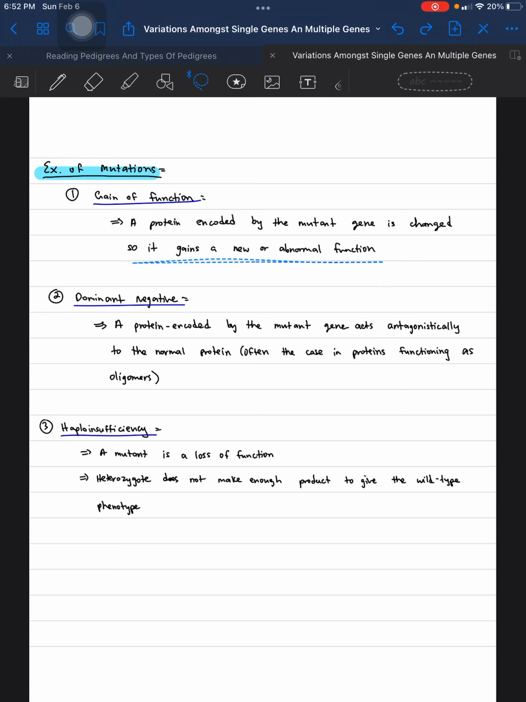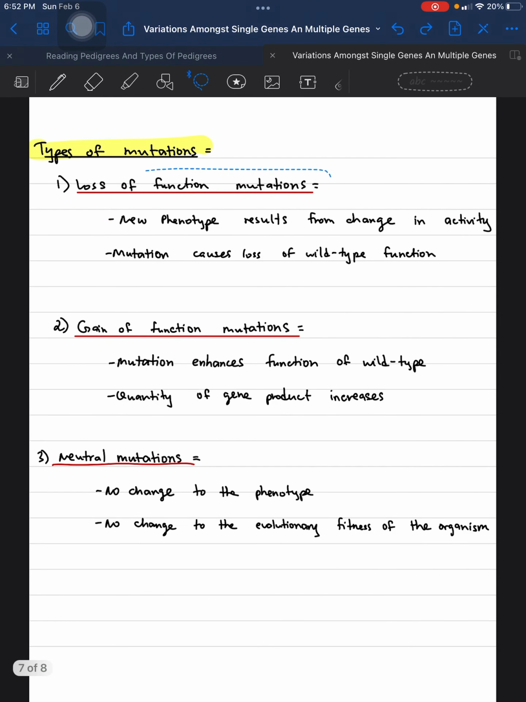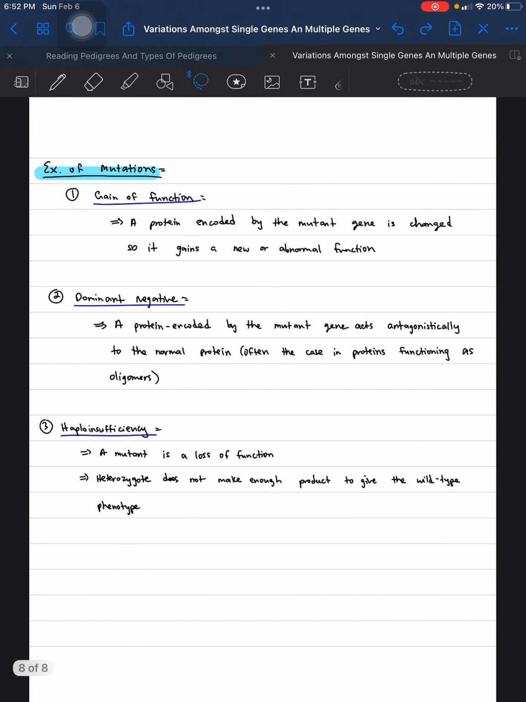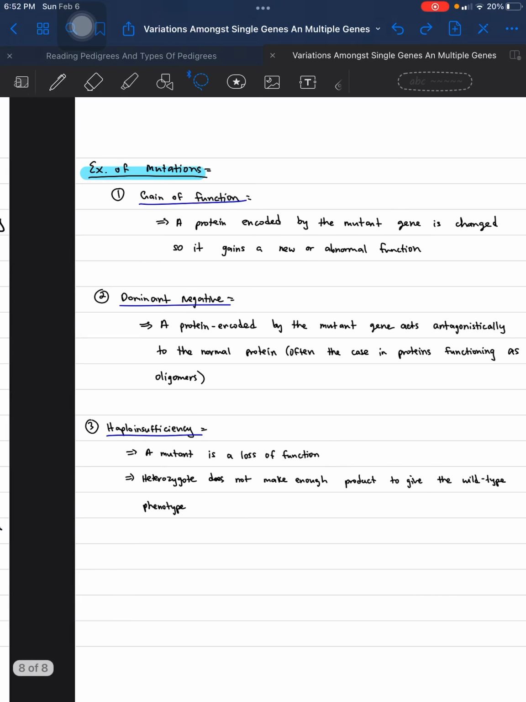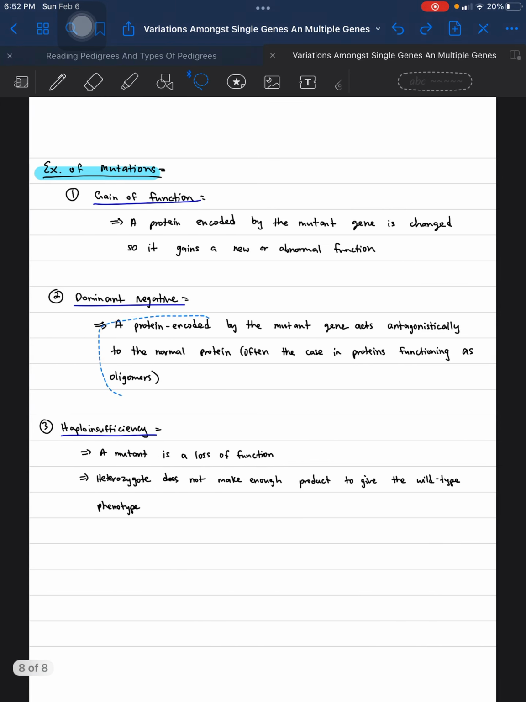We also have dominant negative. In this example, this is an example for loss of function. Actually, no, not a loss of function. This is actually a gain of function as well, since the protein encoded by the mutant gene acts antagonistically to the normal protein. It's still enhancing the function of that certain gene, just in the opposite direction.